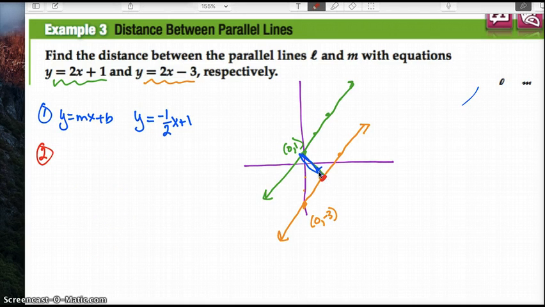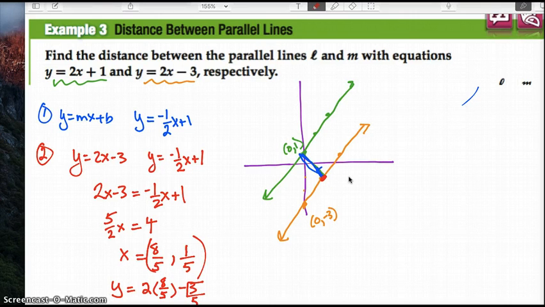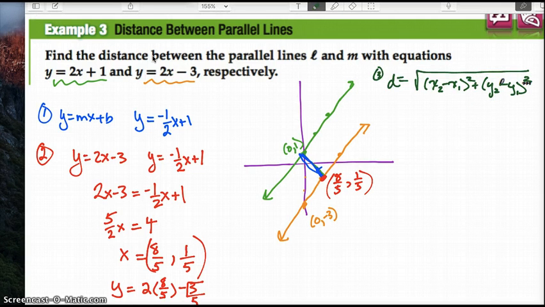Part 2 is to find this red intersection point, which is the intersection of the blue line and the orange line. So I'm going to use these two equations, set them equal to each other, then solve for x. With a little bit of fun, I get that x is equal to 8/5, and now I'm going to find y by plugging 8/5 back into either one of these equations and solving. So the point that I'm getting is (8/5, 1/5). And what this 1/5 is showing me is that my graph is not nice. It should have been much higher up here for the intersection point. But whatever, (8/5, 1/5), I'm going to trust my algebra, using the distance formula and these 2 points.